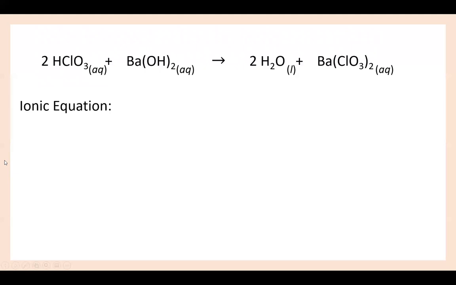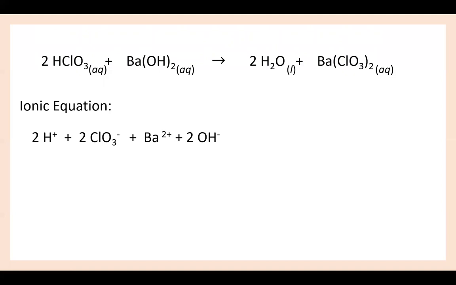So separating our reactants, I have 2 H+ and 2 of the chlorate ions. For the other reactant, we have Ba2+ and 2 hydroxides. So this time the subscript told us we had 2 of the hydroxides. The subscript then becomes the coefficient when we list it as an ion by itself.